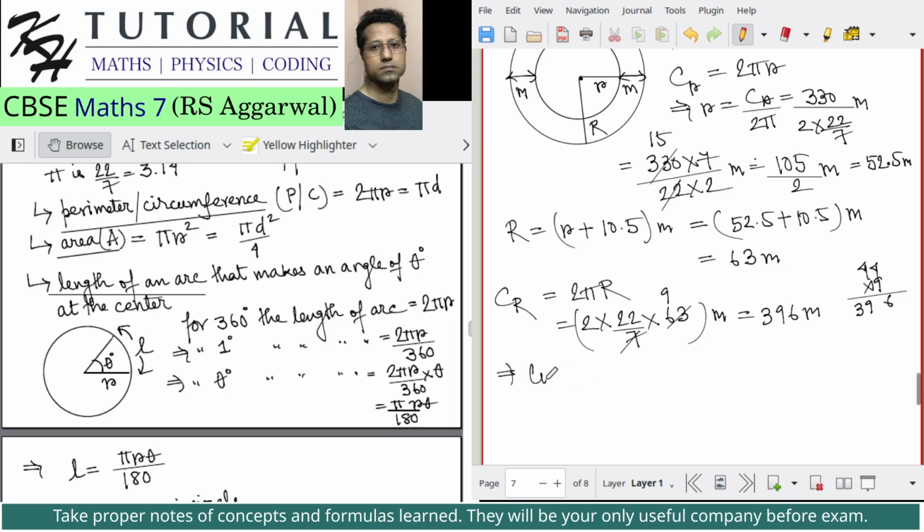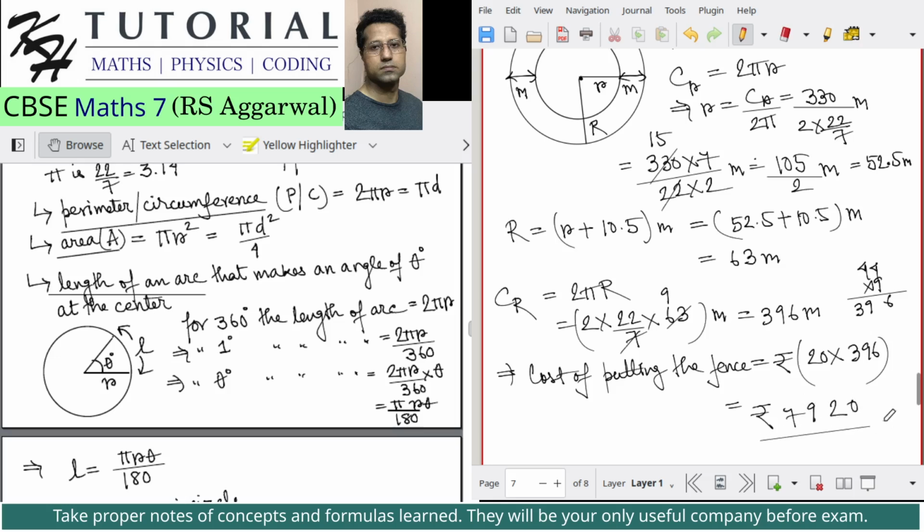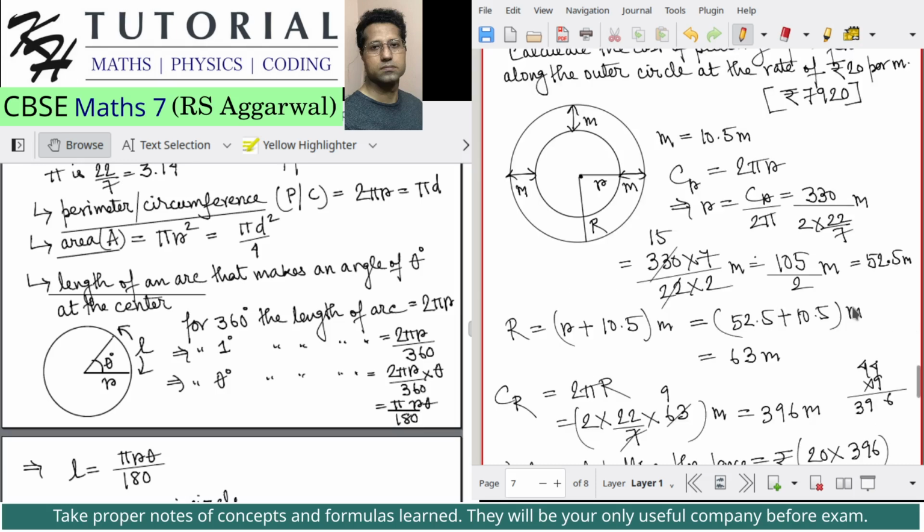So this implies the cost of putting up the fence will be equal to the rate, which is rupees 20 per meter, multiplied by the circumference of the outer circle, which is 396. So this is equal to rupees, how much is 396 multiplied by 2? It should be 7920. The total cost of putting up a fence along the outer circle is 7920.